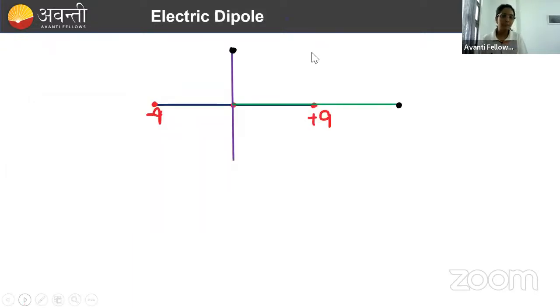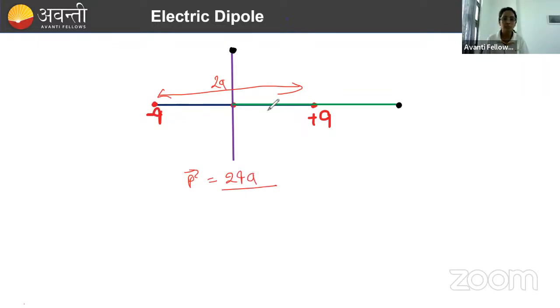Now, dipole you have already studied, right? Dipole you already know. A dipole is a negative and a positive charge separated by a certain distance, and here this distance is equal to 2a. So the dipole moment we used to write as p equals q into 2a. Its direction will be from minus q to plus q.